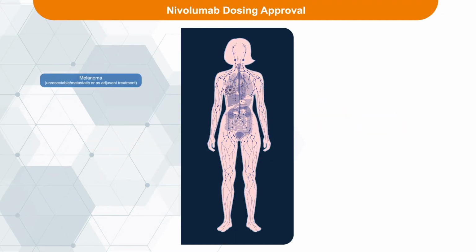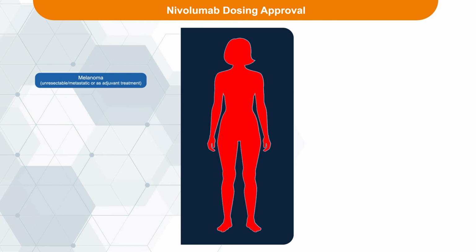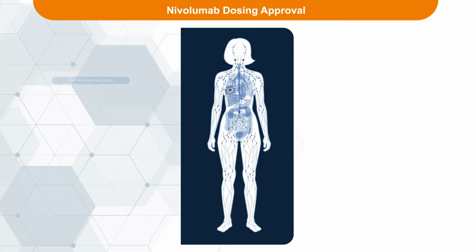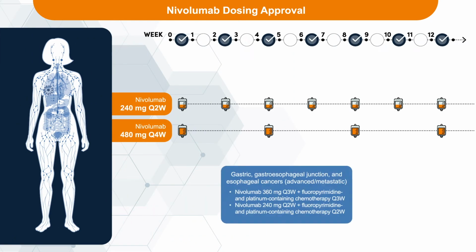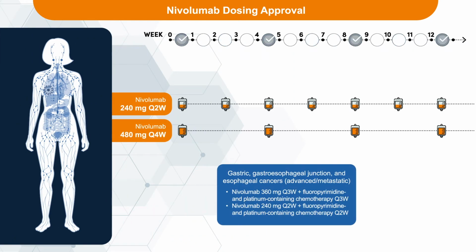Nivolumab is FDA approved for patients with unresectable or metastatic melanoma, or for patients with melanoma who are being treated in the adjuvant setting. Additionally, nivolumab is approved for patients with non-small cell lung cancer, renal cell carcinoma, head and neck squamous cell carcinoma, classical Hodgkin's lymphoma, urothelial carcinoma, hepatocellular carcinoma, and esophageal cancer. In those indications, nivolumab may be dosed at 240 milligrams every 2 weeks or 480 milligrams every 4 weeks.